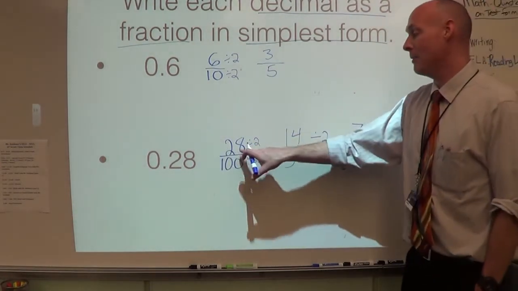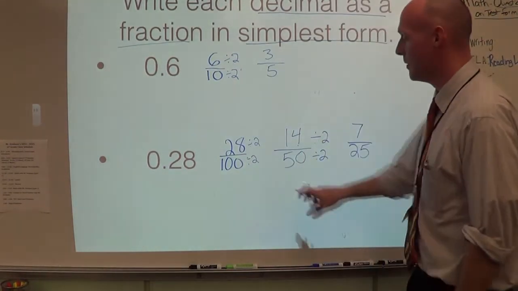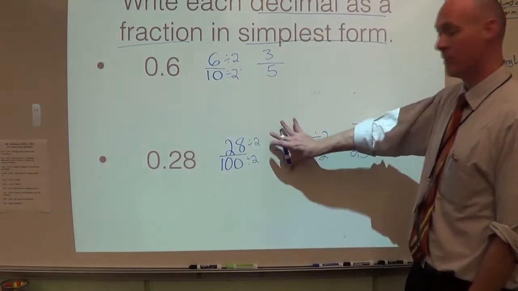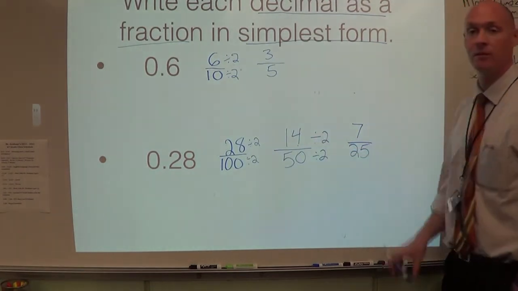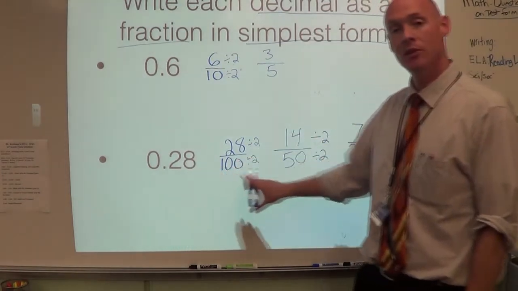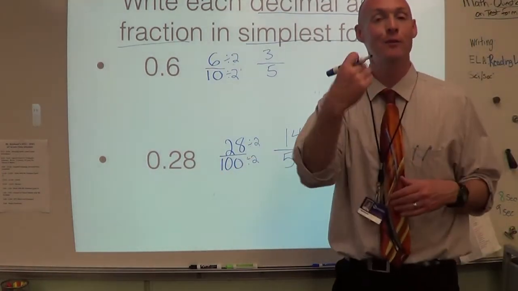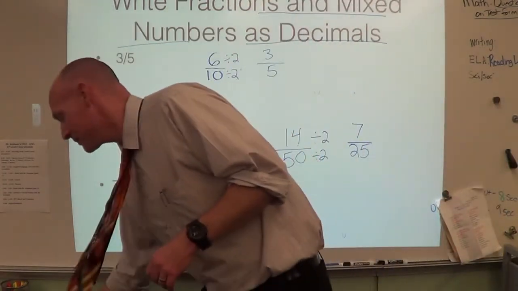Some of you right up here probably said, Mr. Cohen, I knew right away that 4 went into both, and that will be awesome. Then you divide both by 4, you'd skip this step, and you just go right to 7/25ths. Awesome. So that's how you do decimals to fractions. Now let's do it the other way. Let's do fractions to decimals. Okay.